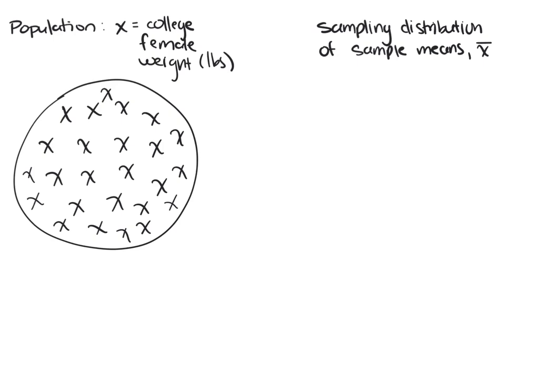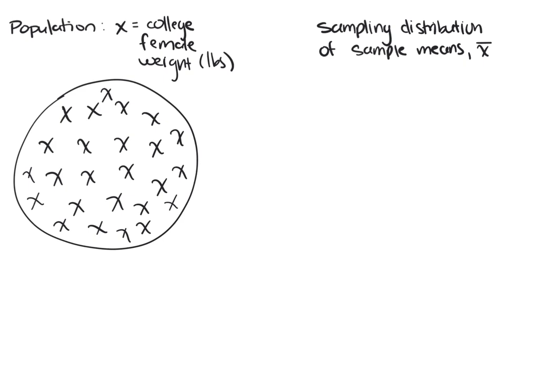To understand the central limit theorem, we need to go back a section and remind ourselves of what a sampling distribution of sample means is. So let's take a look at the population that contains the weight of all college female students measured in pounds.